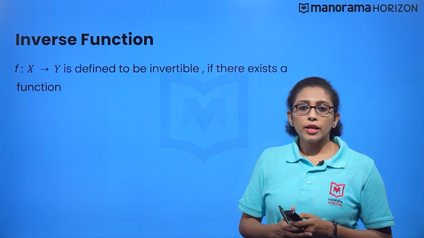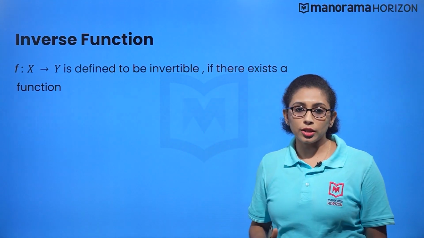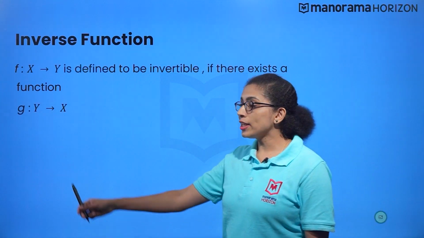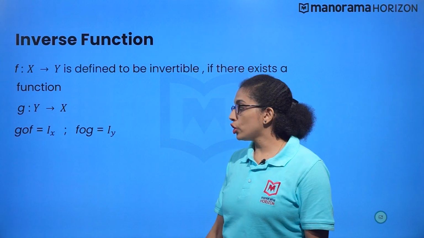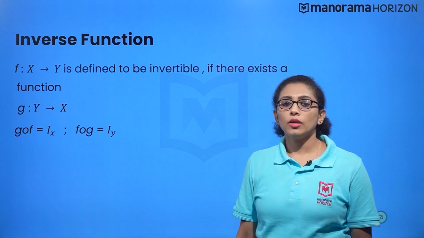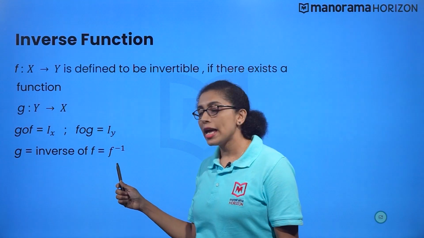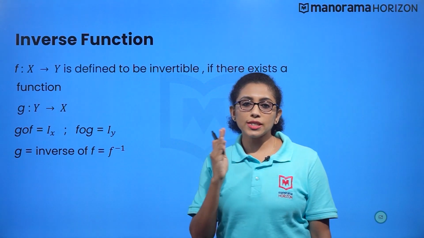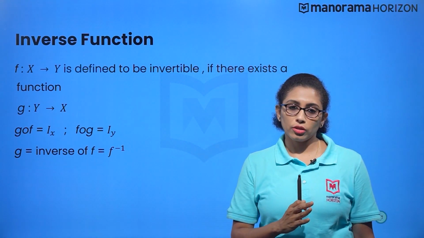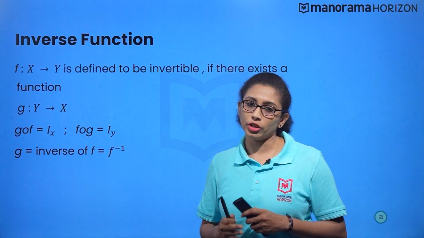A function f from x to y is defined to be invertible if there exists a function g from y to x such that g of f is equal to ix and f of g is equal to iy. Then the function g is called the inverse of f and is denoted by f inverse. If f is invertible, then f must be one-to-one and onto function. And if f is one-to-one and onto, then f must be invertible.